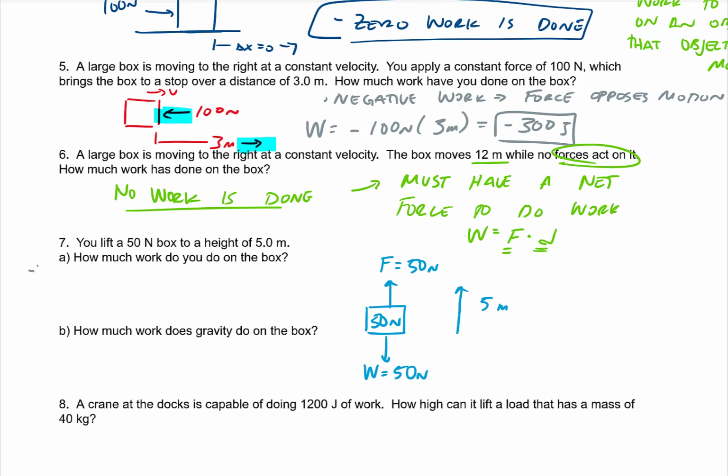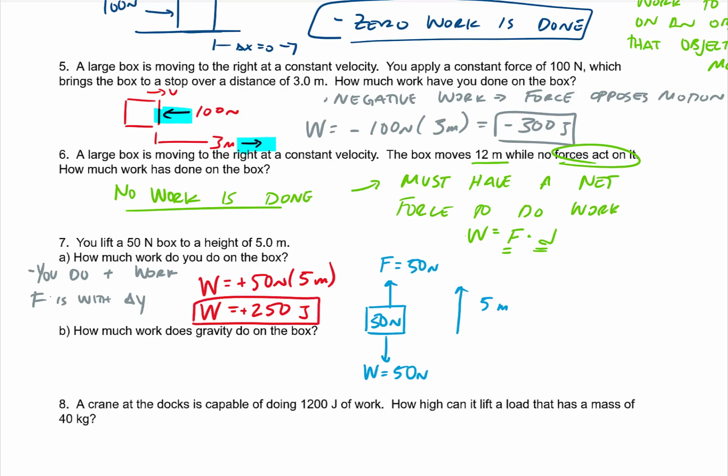So when you do work, you do positive work because the force is with the displacement, in this case delta y. So the work that you do is going to be positive 50 newtons times 5 meters. So the work that you do is 250 joules, positive. That's how much work you do.